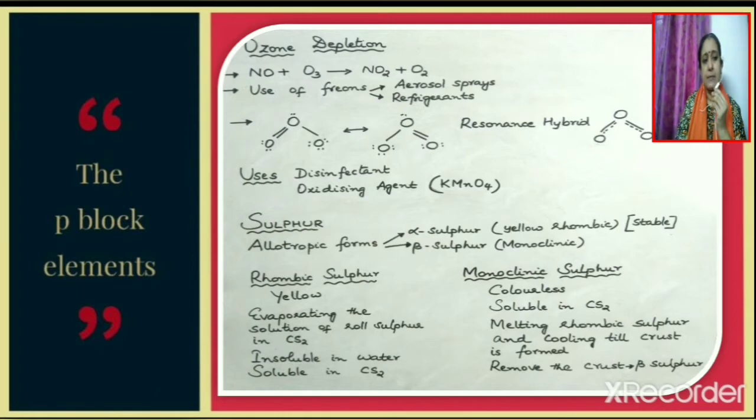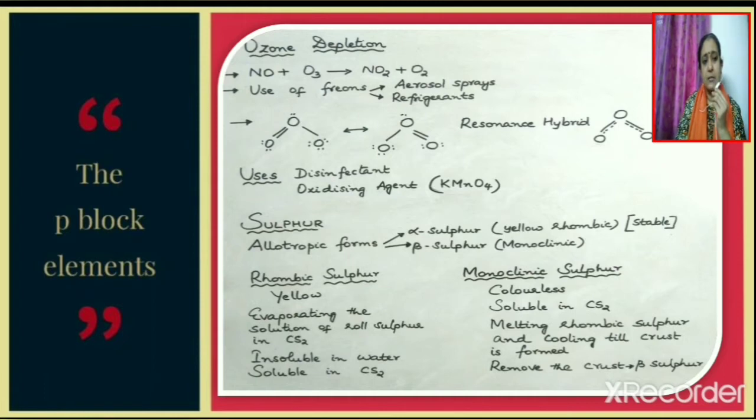Next we shall discuss the structure of ozone. Two different Lewis structures are possible for ozone, and hence ozone is taken as a resonance hybrid of the two Lewis structures possible. Let us now discuss the uses of ozone. Ozone is used as a disinfectant. It is also used as an oxidizing agent.